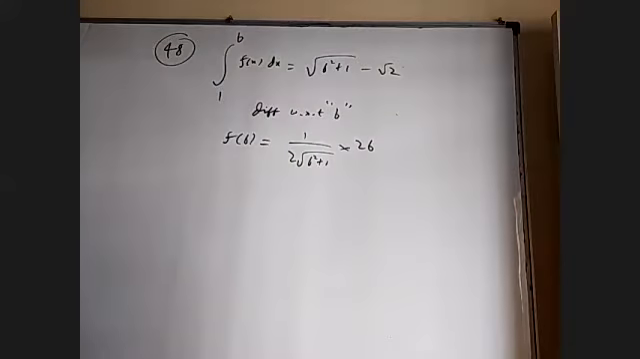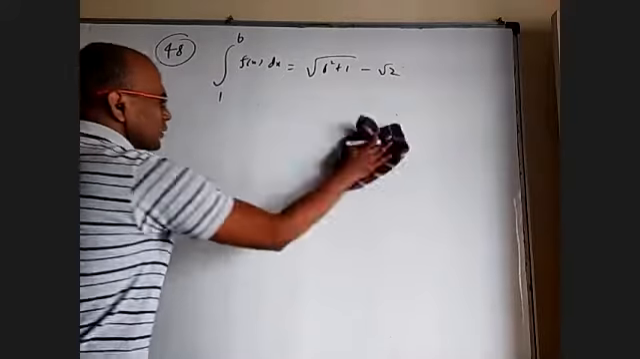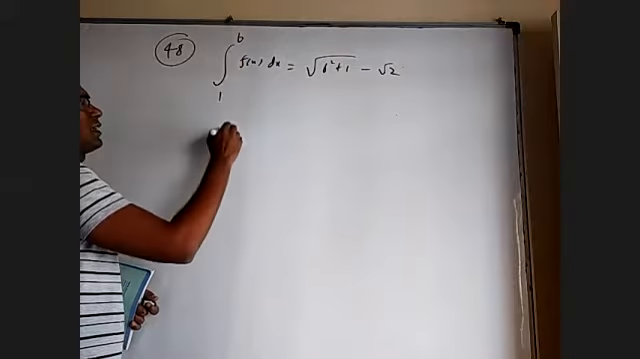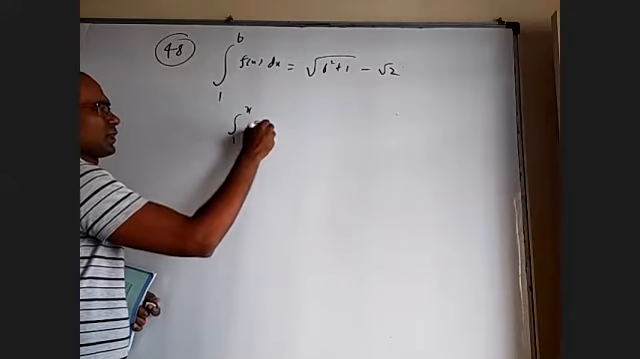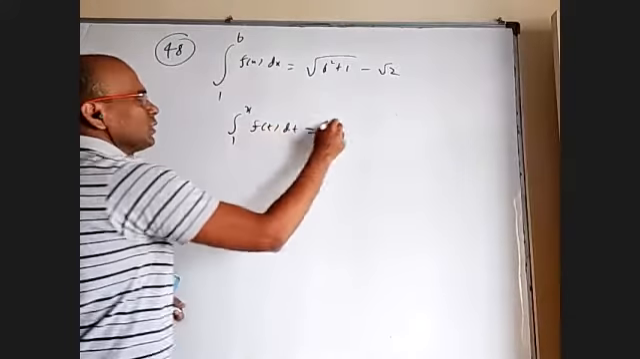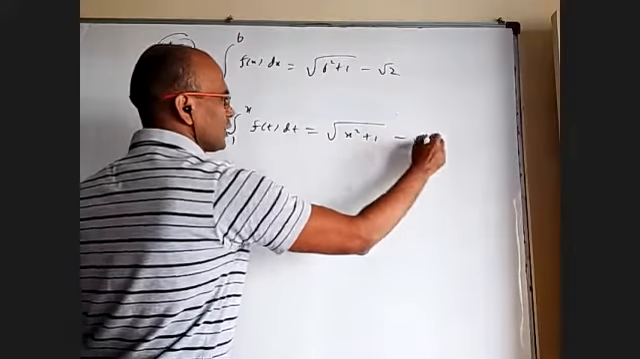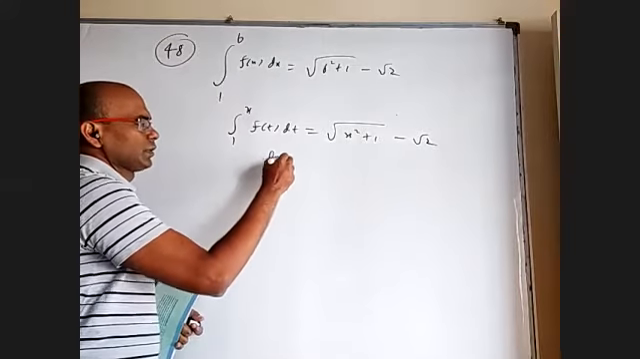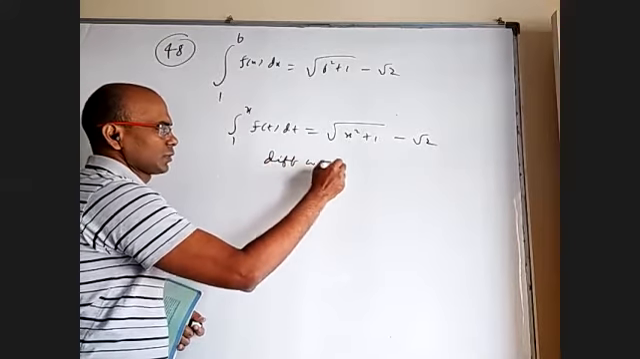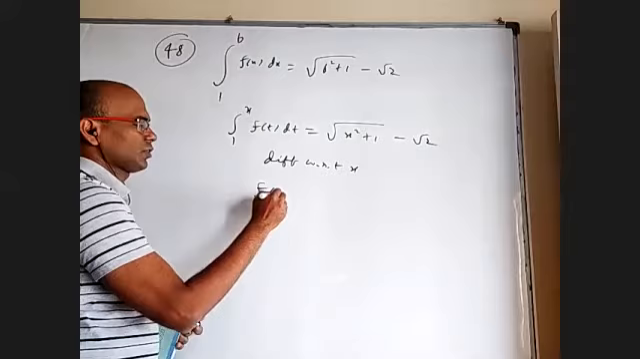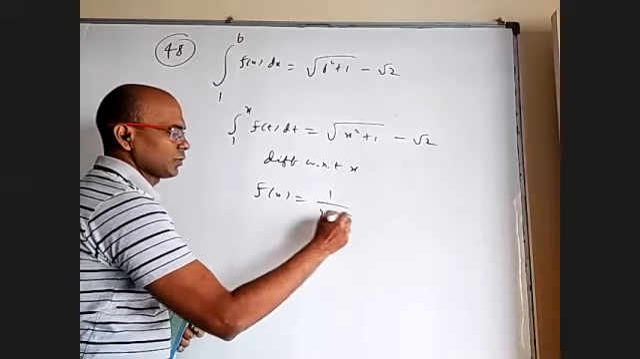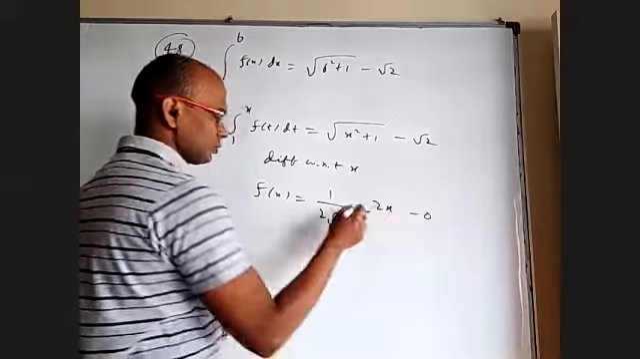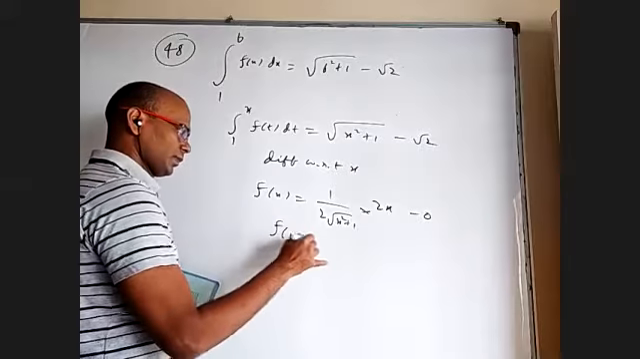If somebody is not comfortable with b, I can change this thing like this. Wherever x is there, I'll write t, and wherever b is there, I'll write x. Integral 1 to x of f of t dt is root x square plus 1 minus root 2. Now differentiate with respect to x. Now it is f of x here. 1 by 2 root x square plus 1. Derivative of the inner part is 2x minus 0. 2 cancels, you got f of x straight.